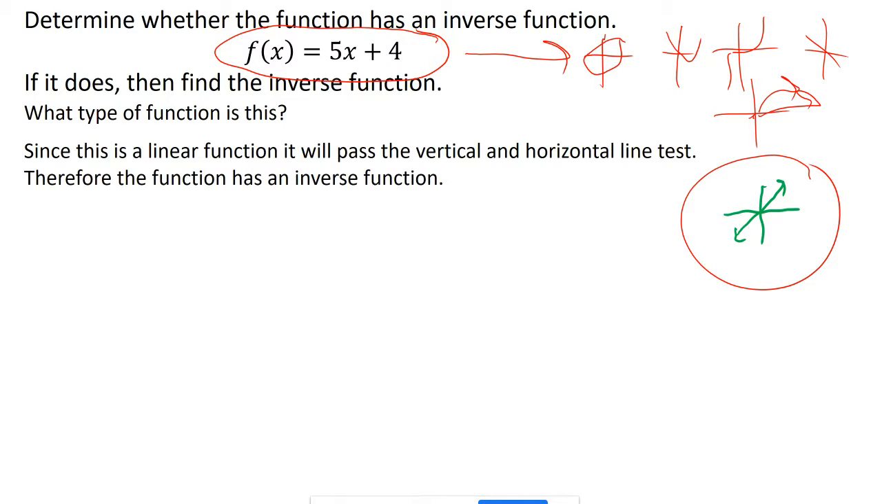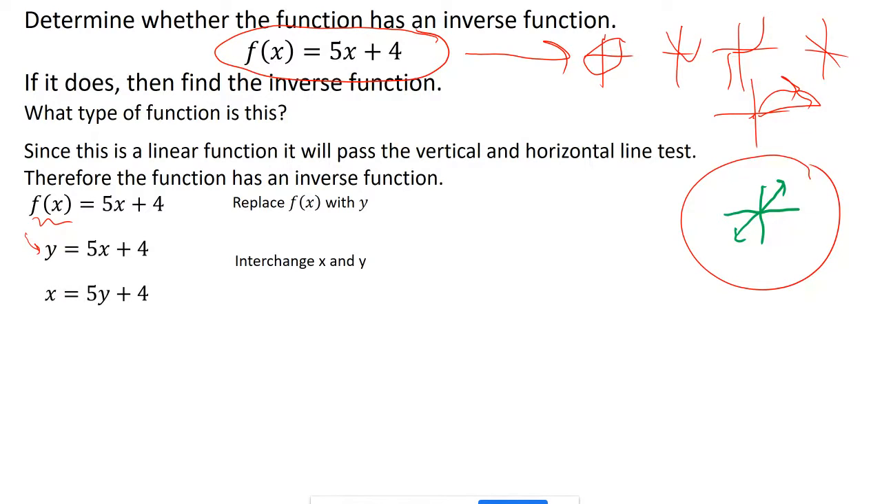So let's find it. To find the inverse, you want to replace f of x with y. So here's my f of x. I'm just going to replace it with y. And remember, f of x and y is the same thing. It's just a different way of writing a function or an equation. So we're going to replace it with y. And then the big part of an inverse is that the x and y are interchanged. Okay, so we interchange x and y.